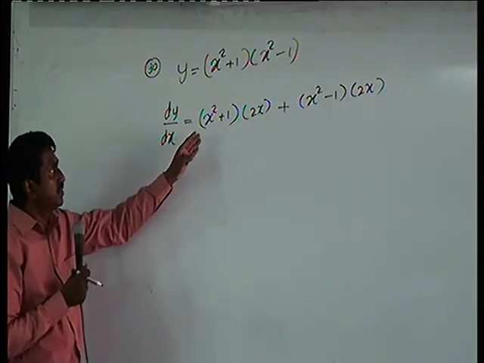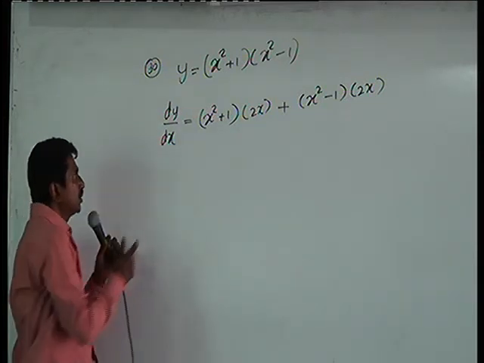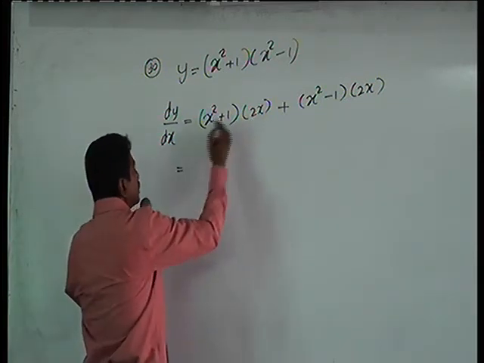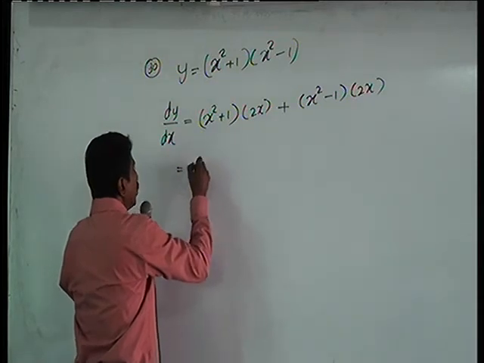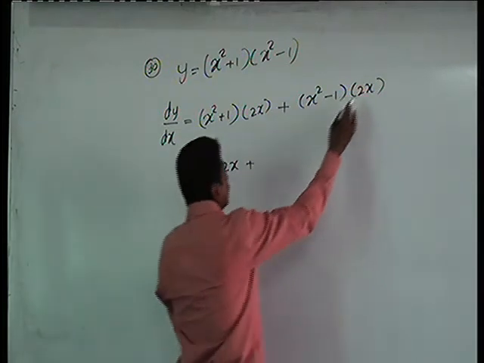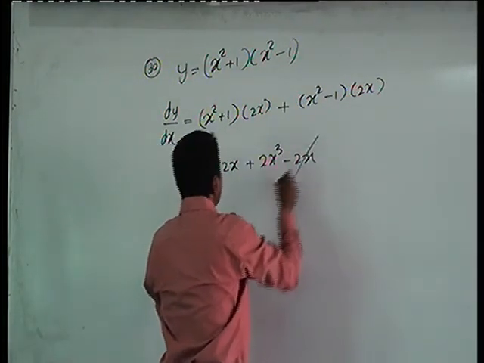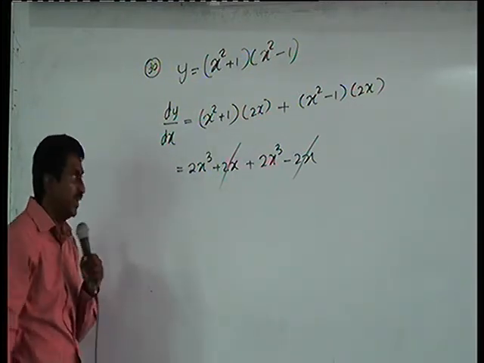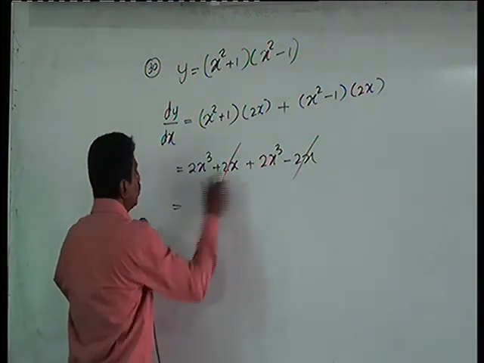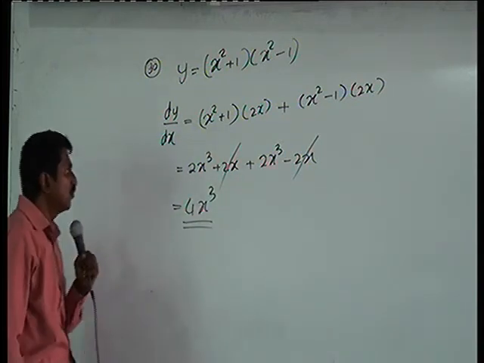First function times differentiation of second one and second one times differentiation of first one. So now you can simplify this. 2x into 2x gives 2x to the power 3 plus 2x, plus this one again 2x to the power 3 minus 2x. You can see plus 2x and minus 2x cancel. The answer is 4x to the power 3. A very simple answer, 4x to the power 3.